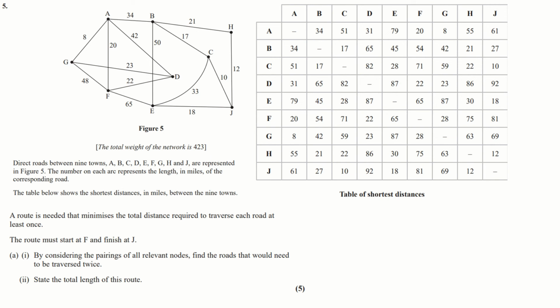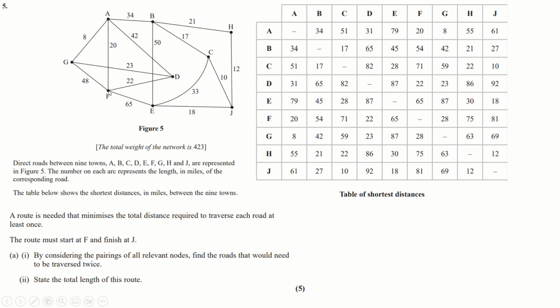Our next question here asks us first to consider pairings of relevant nodes. So this is when we find all the odd nodes and we consider their pairs, and we find the shortest way to repeat routes. Now this question has a bit of a trick, which is that you must start at F and you must finish at J. Now finishing at J is great because J is an odd node, so finishing it means that you don't have to consider it as an odd node because it's essentially not one if you finish there.